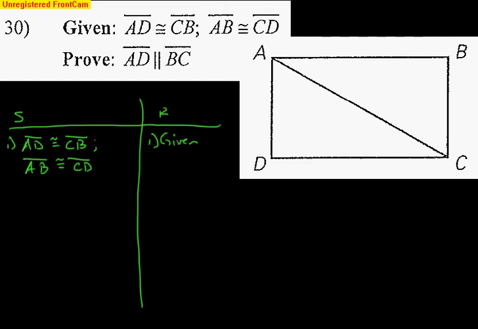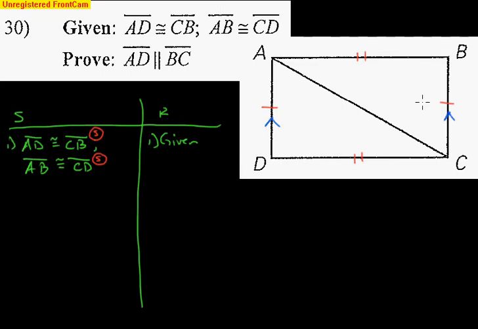And let's mark that on the picture. So AD is congruent to CB. AB is congruent to CD. So if I look at my picture, I'm on my way to proving triangles congruent. I have a side and a side. I have two sides. Now, we want to eventually prove, so I'll do it in blue, that AD is parallel to BC.